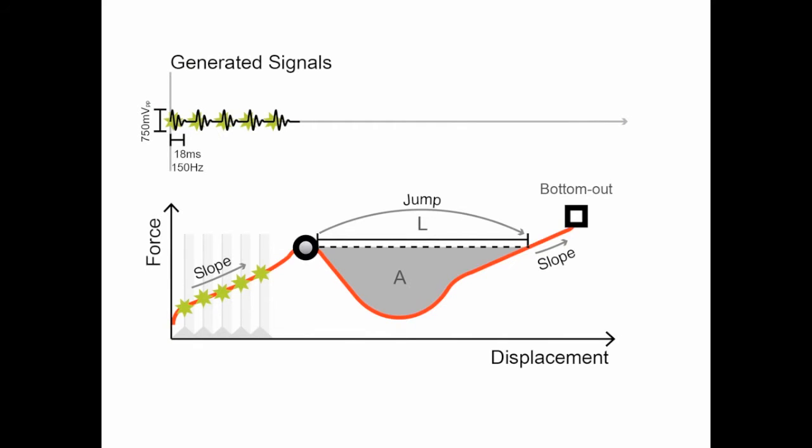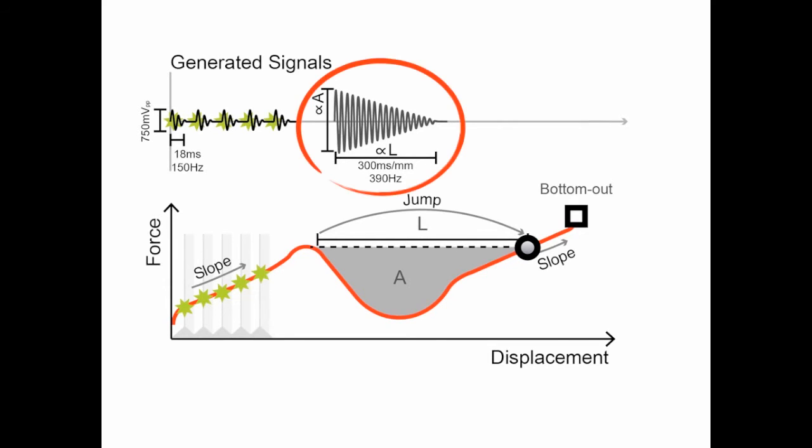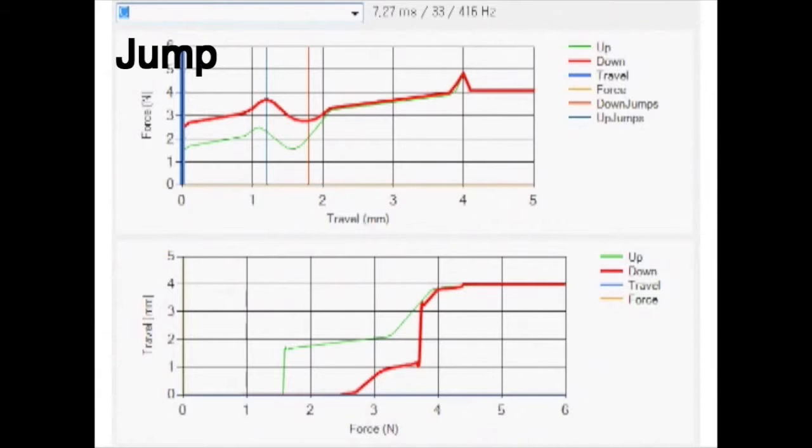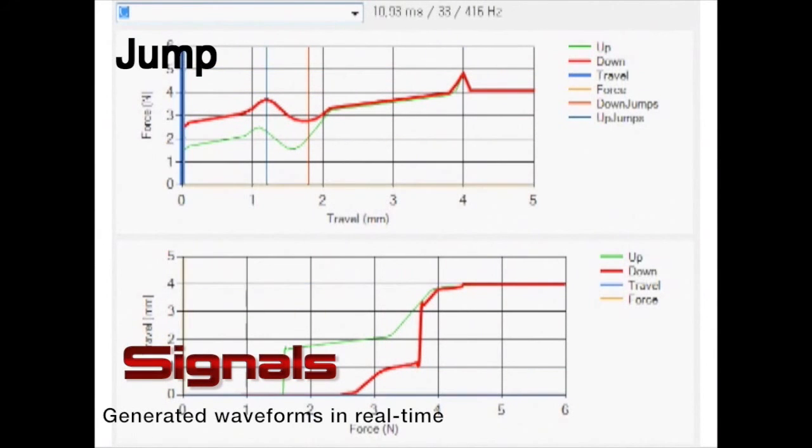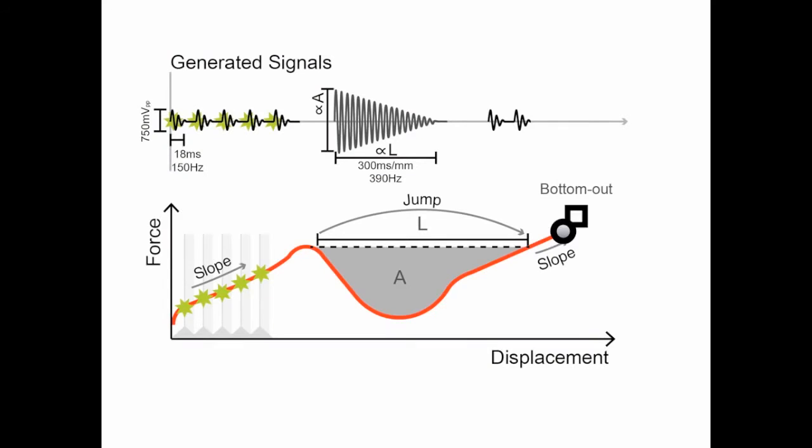For the jump section, it produces a burst of vigorous signal. It will provide a strong and distinctive vibrotactile feedback. When it reaches its maximal travel, it generates a bottom-out signal. This signal has been designed to provide a sudden stop sensation.